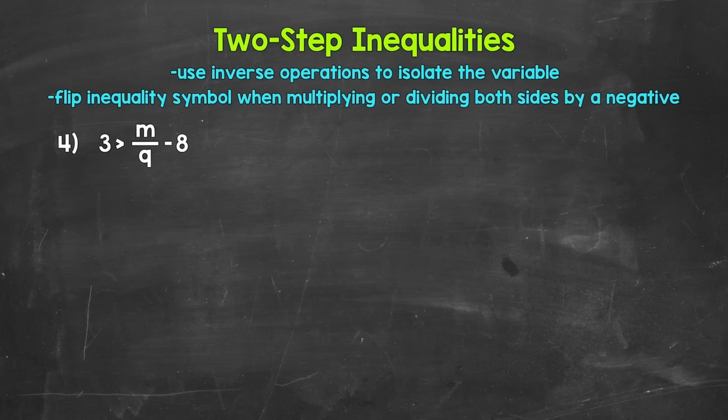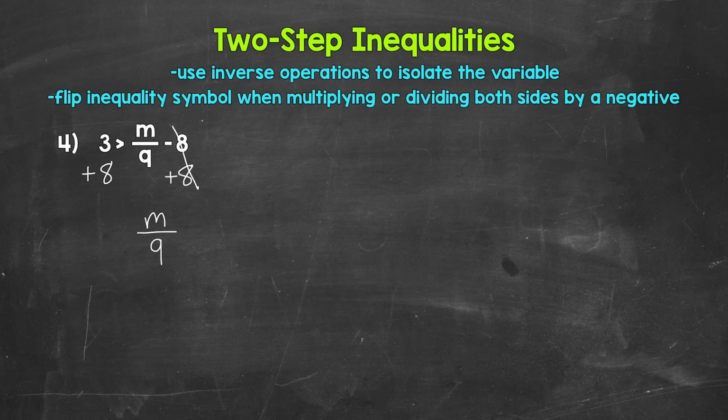Lastly, let's take a look at number 4. We have 3 is greater than m divided by 9 minus 8. So let's undo that subtraction first by using the inverse operation, addition. So let's add 8 to the right side, and then we need to add 8 to the left side. Now on the right side, these cancel each other out. So we have m divided by 9 is less than, and then on the left side, 3 plus 8 gives us 11. So we have m divided by 9 is less than 11.